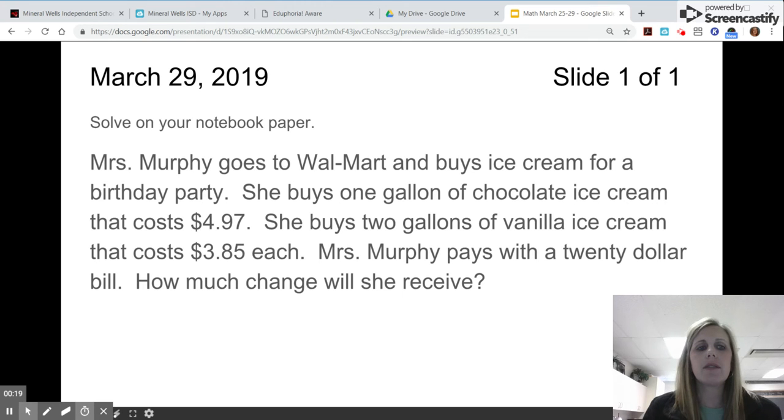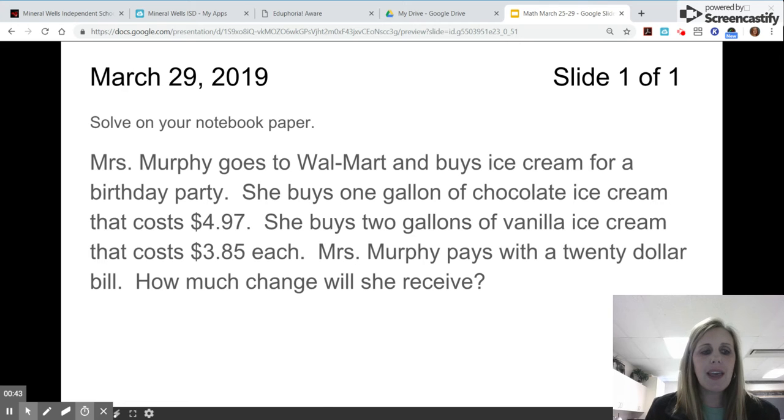It says Miss Murphy goes to Walmart and buys ice cream for a birthday party. She buys 1 gallon of chocolate ice cream that costs $4.97. She buys 2 gallons of vanilla ice cream that cost $3.85 each. Mrs. Murphy pays with a $20 bill. How much change will she receive?